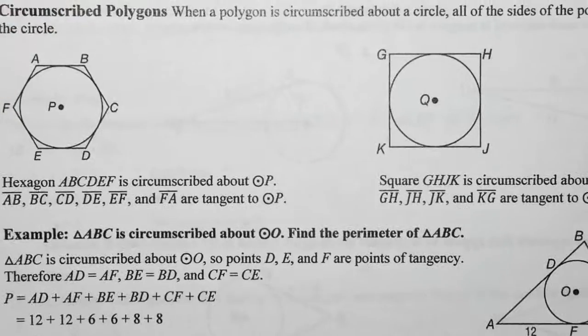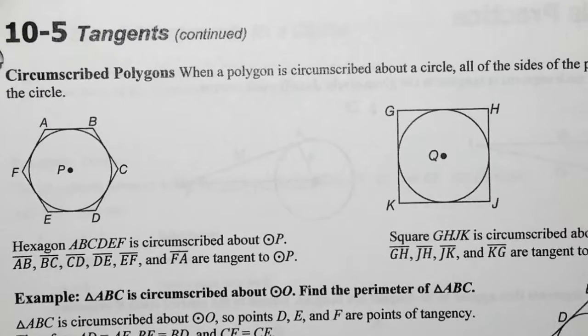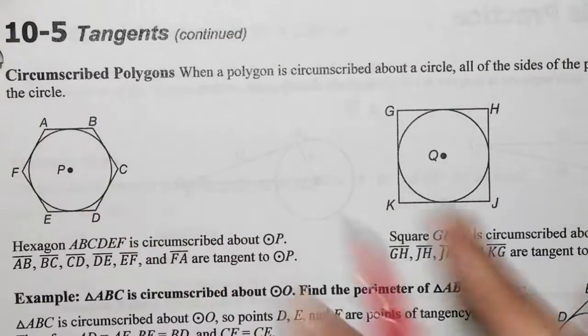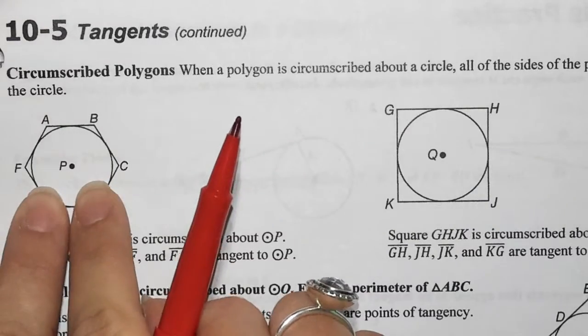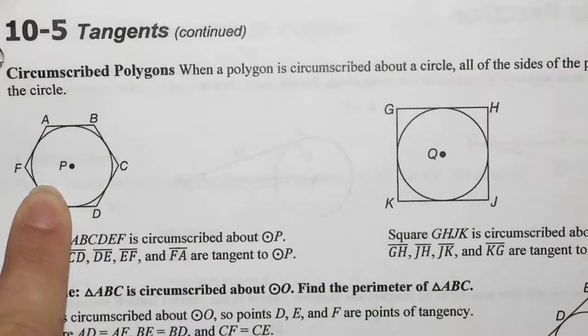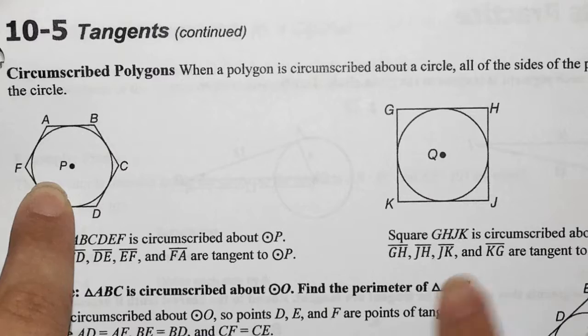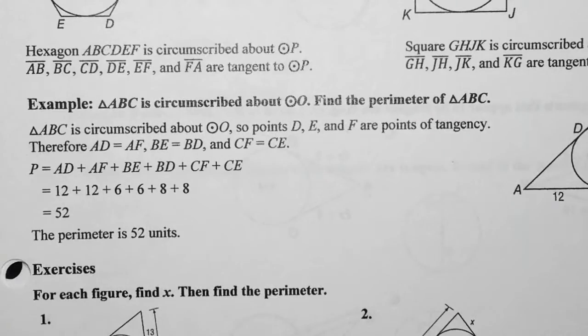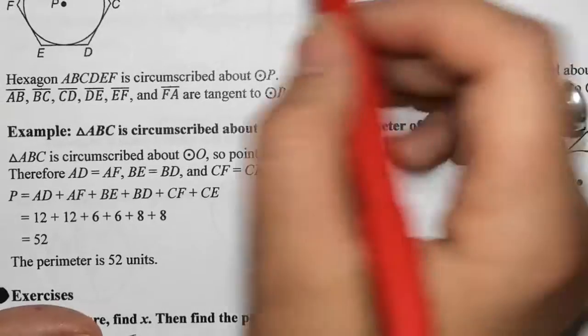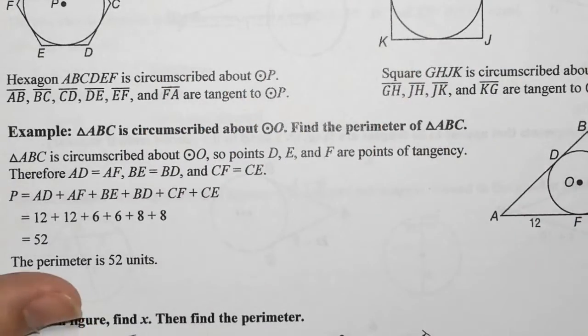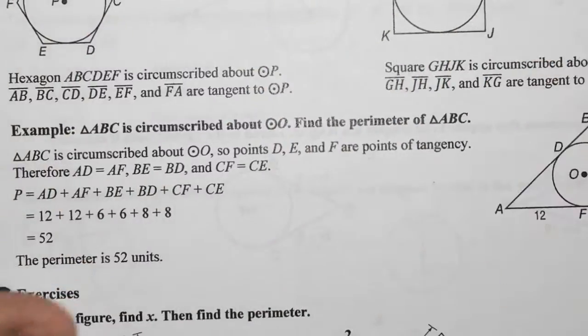So, 10.5. This is the last part of 10.5. Now what we're doing is we're throwing polygons into the circles, or outside of the circles. Oh gosh. Why? It's okay. It's not that bad. So if you throw circles inside a polygon, the circle's in all of these. Basically, when a polygon is circumscribed about a circle, all of the sides of the polygon are tangent to the circle.